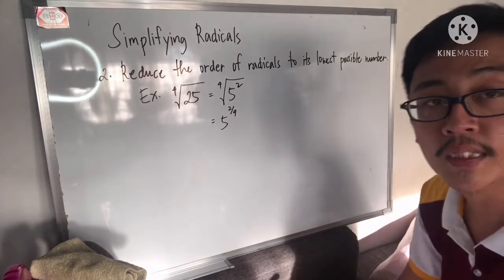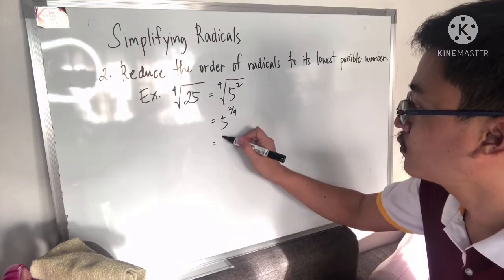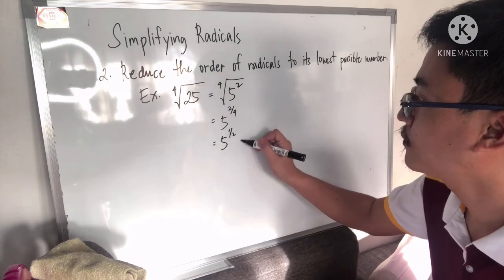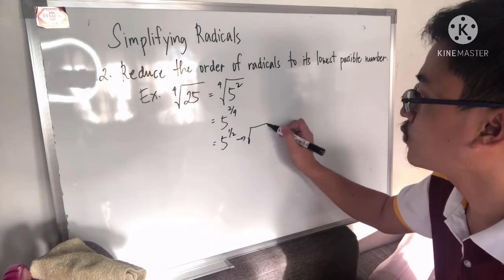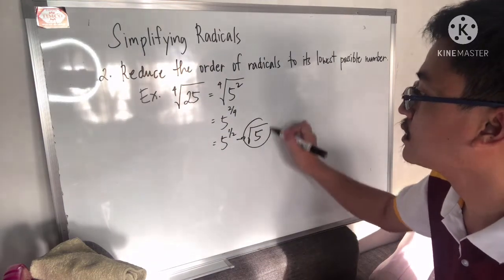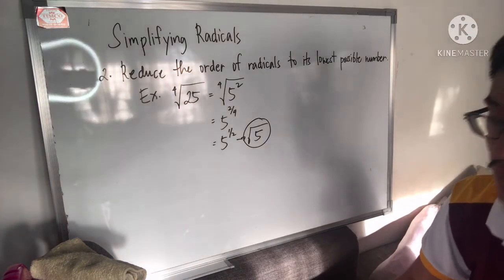And then we can reduce it. 5 raised to 1/2, or that is the square root of 5. So, this is the final answer.